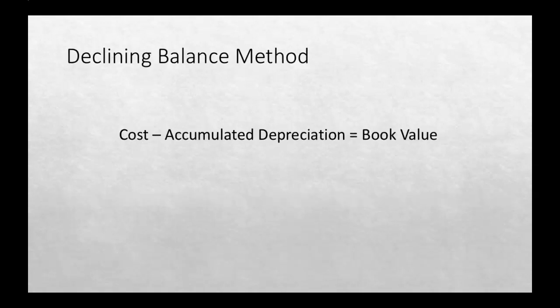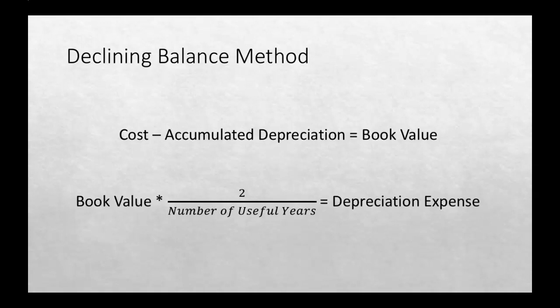For the declining balance method, it's a little bit different. We start off by taking cost minus accumulated depreciation to get our book value. Then your textbook says you take the book value and you multiply it by double the straight line rate. Well, that's the same thing as your book value times 2 over the number of useful years. And then that will equal your depreciation expense.